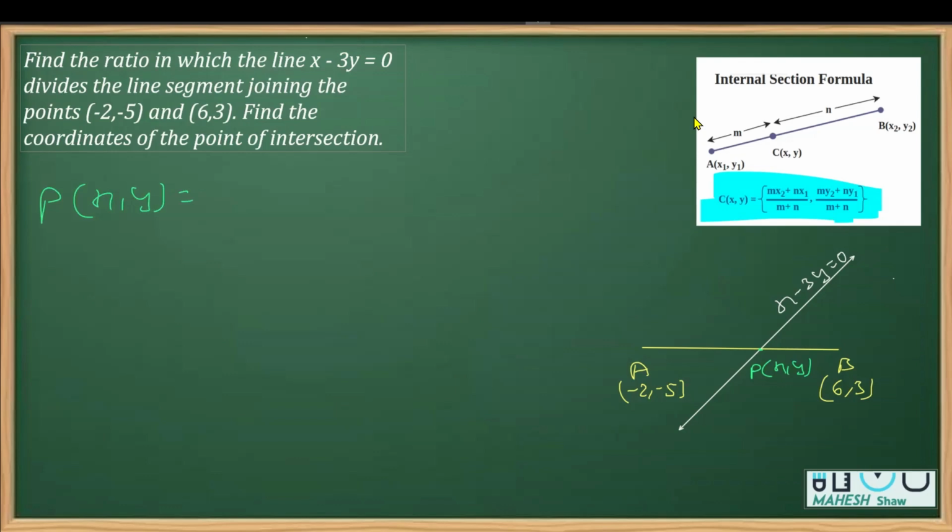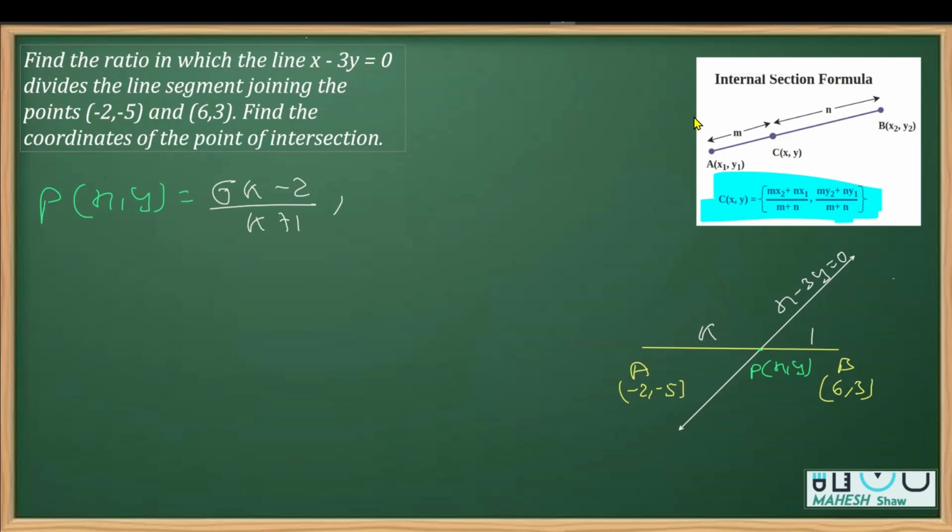P coordinate, which is x, y, is what? M1 x2... Well, the ratio is what we have to take. I haven't taken the ratio, so let's take the ratio as k is to 1, so as to use only one variable over here. So according to the section formula, it is M1 x2, that is 6k, plus M2 x1, that is minus 2, plus minus is minus, over M1 plus M2, that is k plus 1.